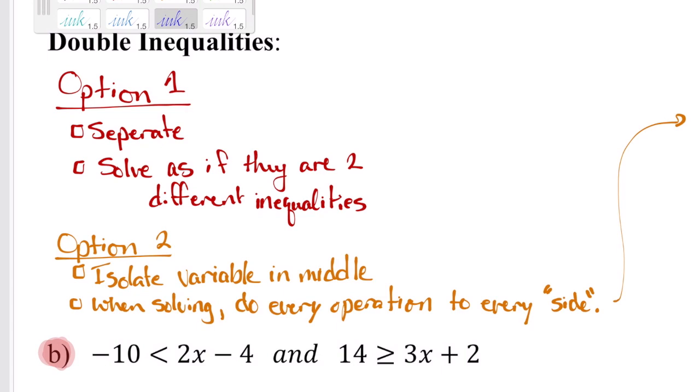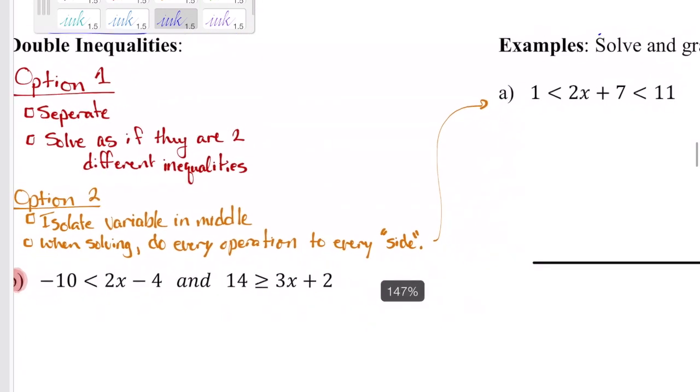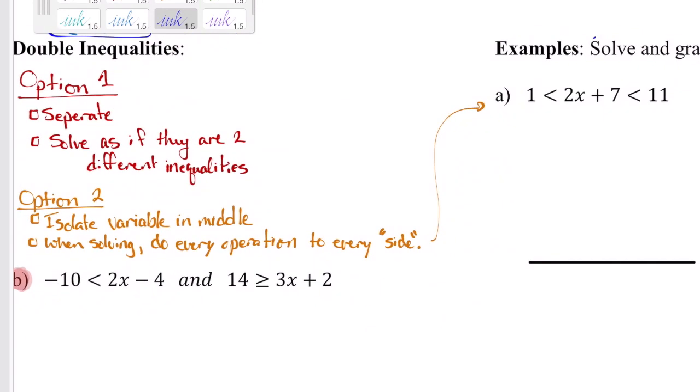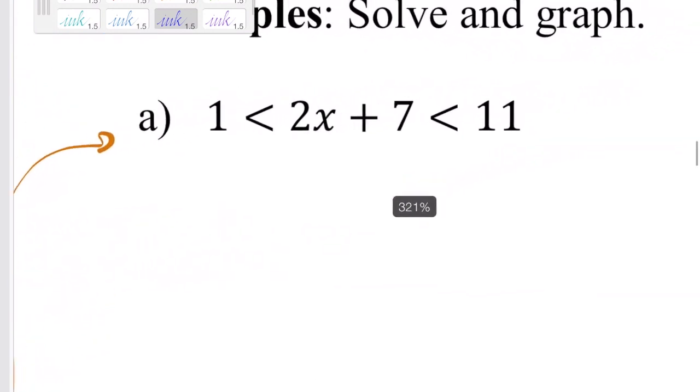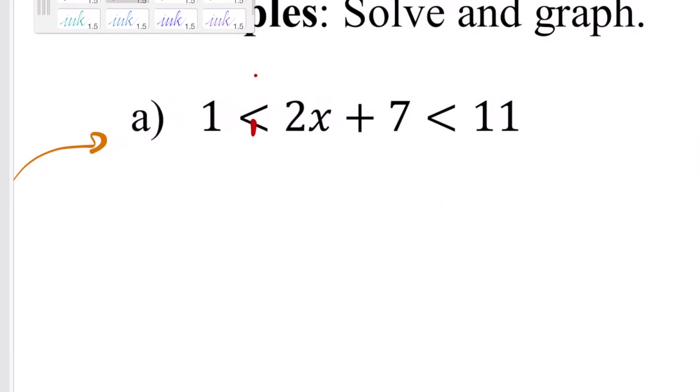Option 2, I like this way a little bit more because it's quicker and I'm kind of lazy. We're going to isolate the variable in the middle. As we try to get everything out of the middle, what we do to one side, we have to do to all of them. So I make a little border here. I have three sides to my inequality, and they go along those inequalities.